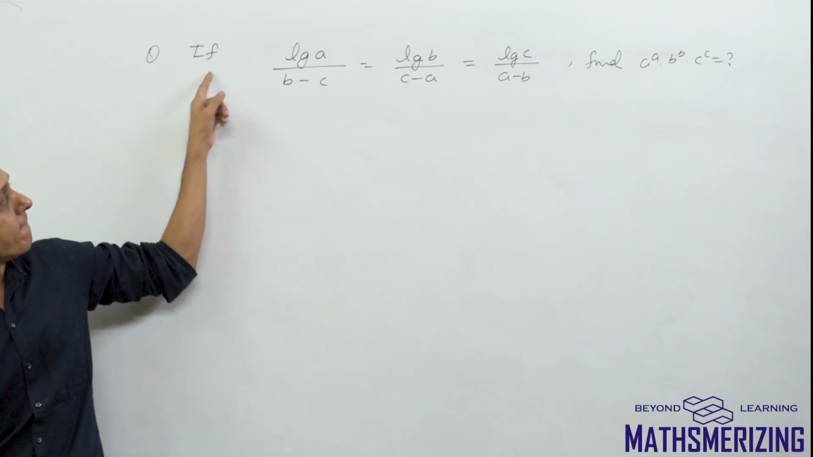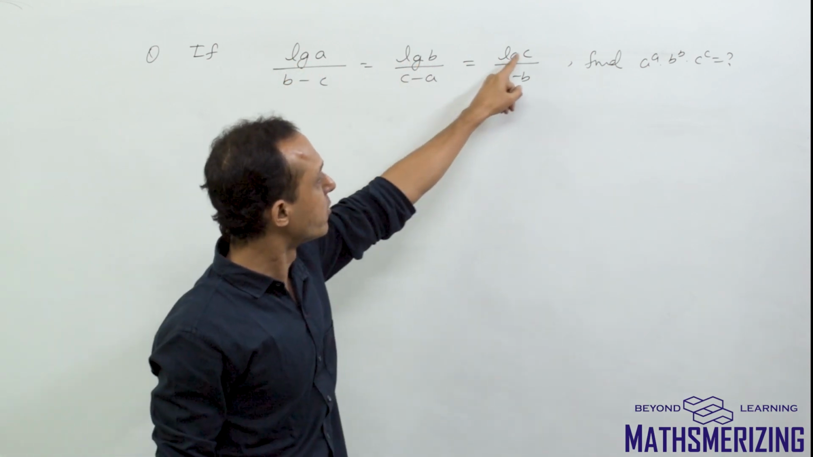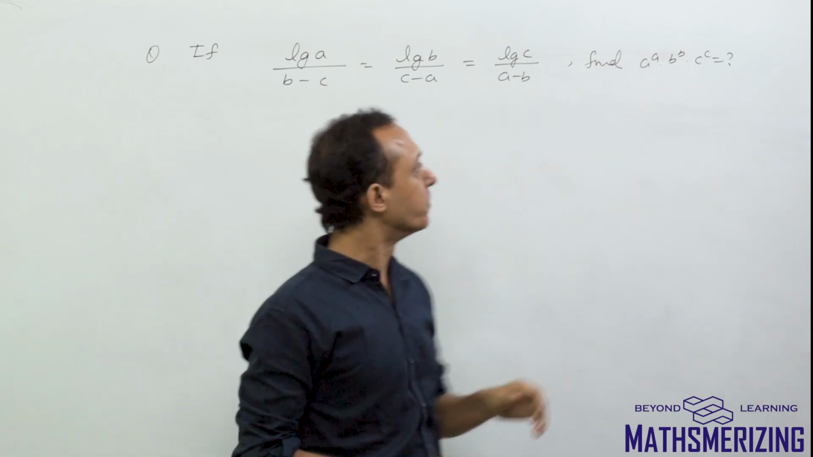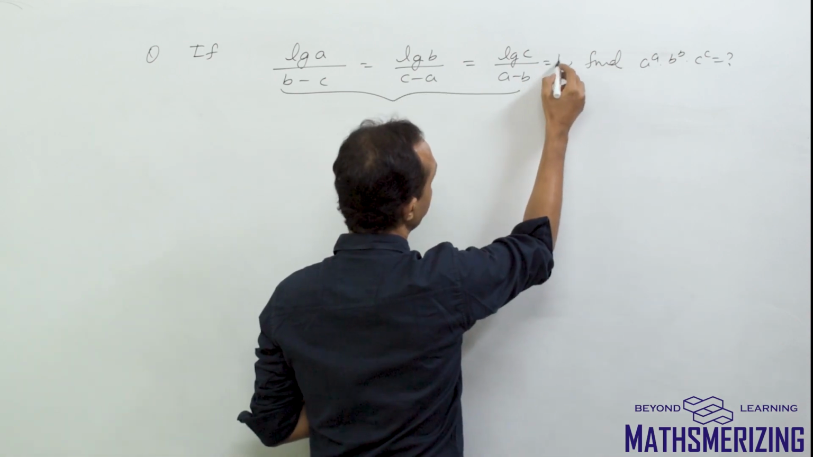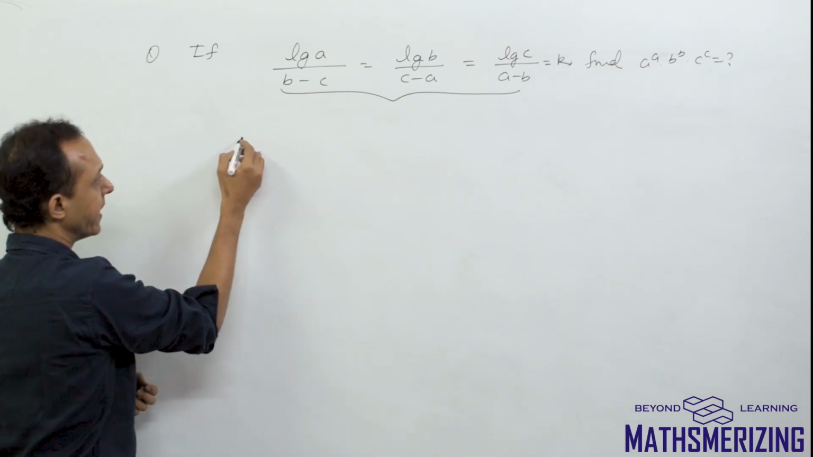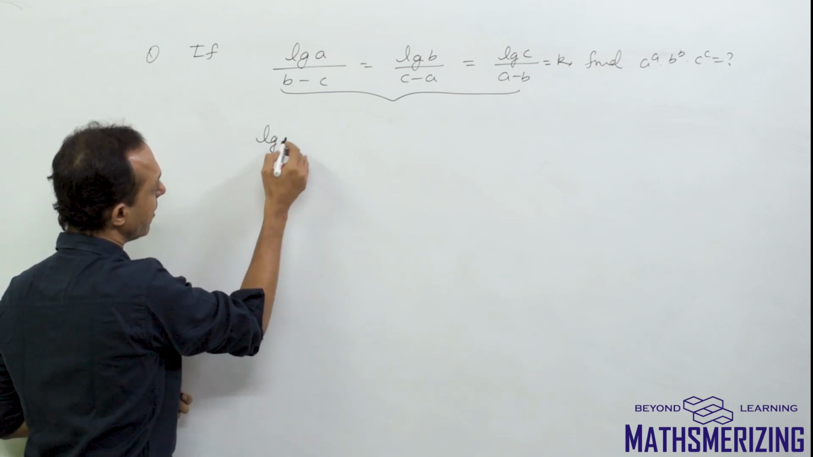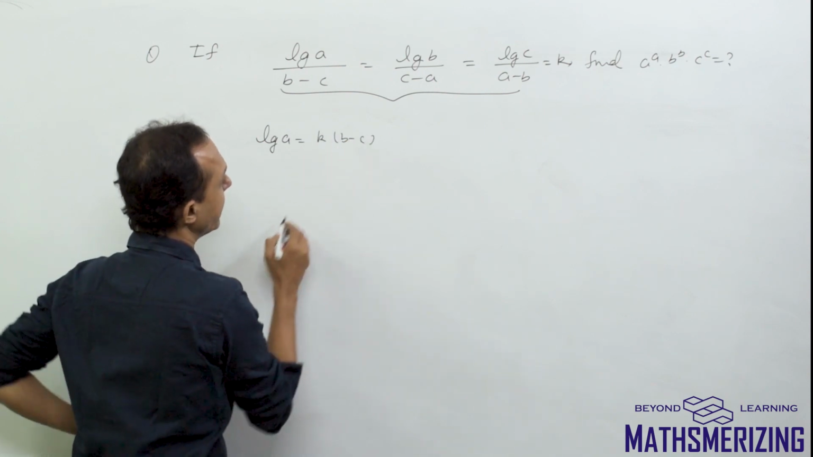Now another question is, if log a upon b minus c equals log b upon c minus a equals log c upon a minus b, then find the value of a to the power a, b to the power b, and c to the power c. So what I'll do is, I'll put these equal to some number k, and then I can simply write log a is equal to k into b minus c.